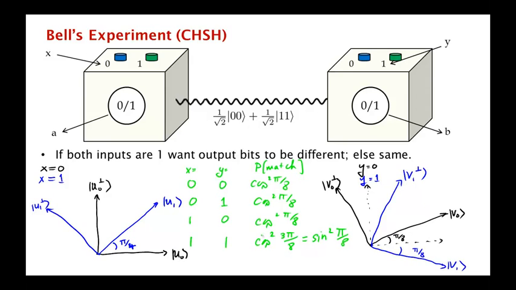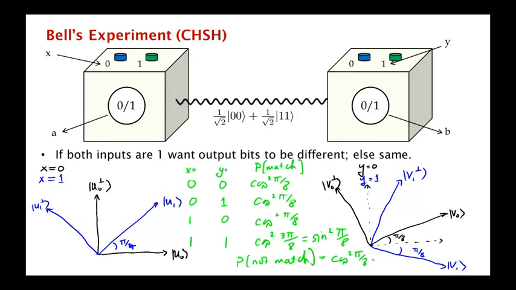So in this case, what's the probability of not match? Well, the probability of not match in this case is 1 minus sine squared pi by 8, which is cosine squared pi by 8. So this was a very clever choice of bases, because in each of these 4 cases we succeed with probability exactly cosine squared pi by 8.